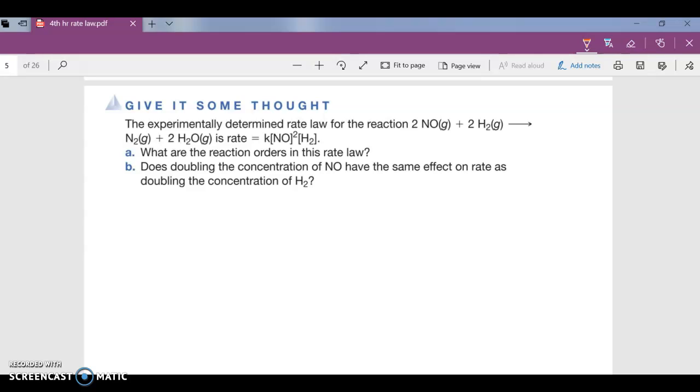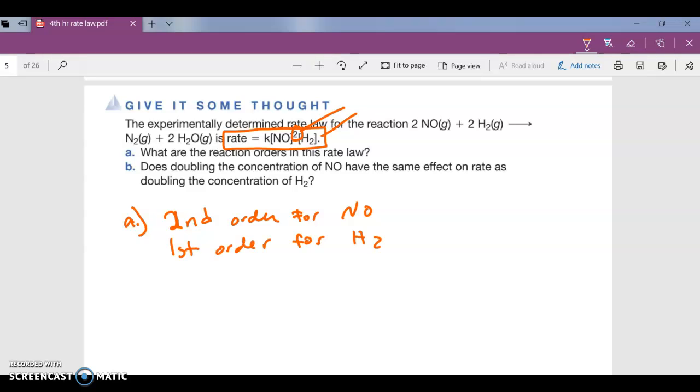Okay, here we go. I've got my rate law right here. This is the important part. I've got my equation, but actually that doesn't matter so much as the rate law. It says, what are the reaction orders in this rate law? So in other words, see that little 2 there? This is second order for NO. And there's a 1 there, first order for H2. And overall, 2 plus 1 equals 3. Overall, this is a third order reaction. As simple as that.